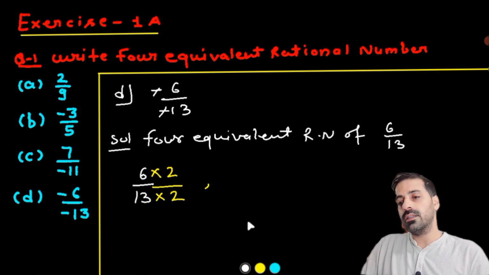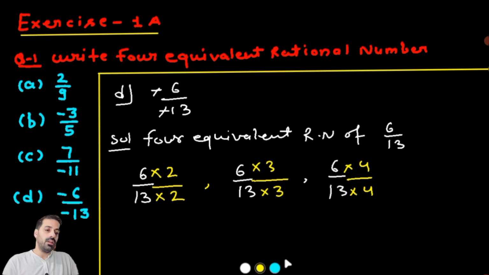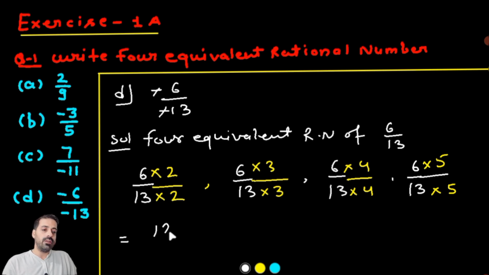Now again I'll take 6 upon 13 and this time I multiply 6 by 3 and the denominator by 3 also. Again I'll take 6 upon 13 and this time I multiply the numerator by 4 and the denominator also by 4. Now one more time, 6 upon 13, and here I'll multiply the numerator by 5 and the denominator also by 5. So now do the multiplication. 6 twos are 12 and 13 twos are 26. 12 upon 26 is the first equivalent rational number of -6 upon -13.